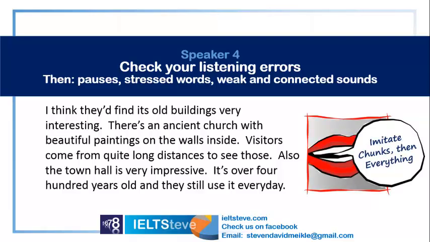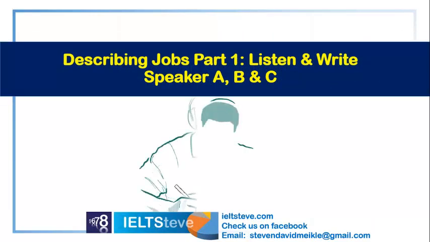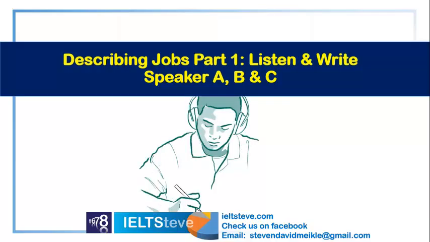So now let's do the same thing with jobs. For part 1. So you're going to hear 3 speakers now, A, B, and C. You can do this as you like. You can do one speaker and then come in a second. I'm going to show you what speaker A said and then speaker B and C, or you can do all 3 together. Up to you.